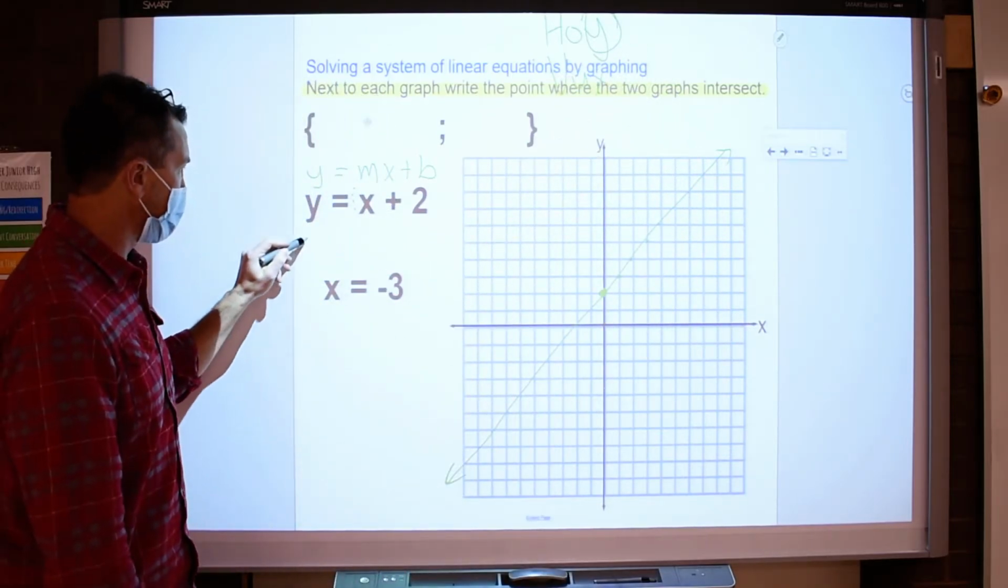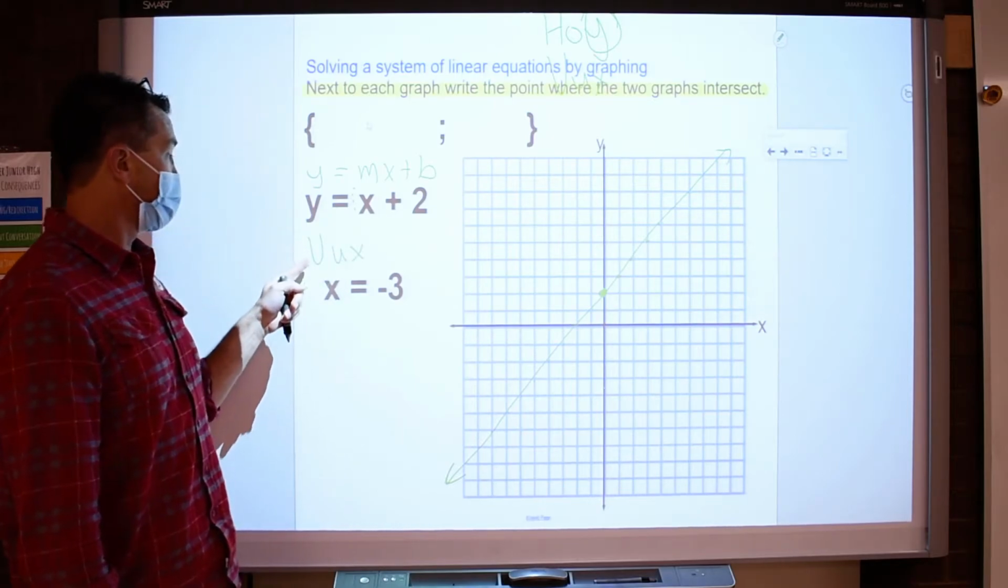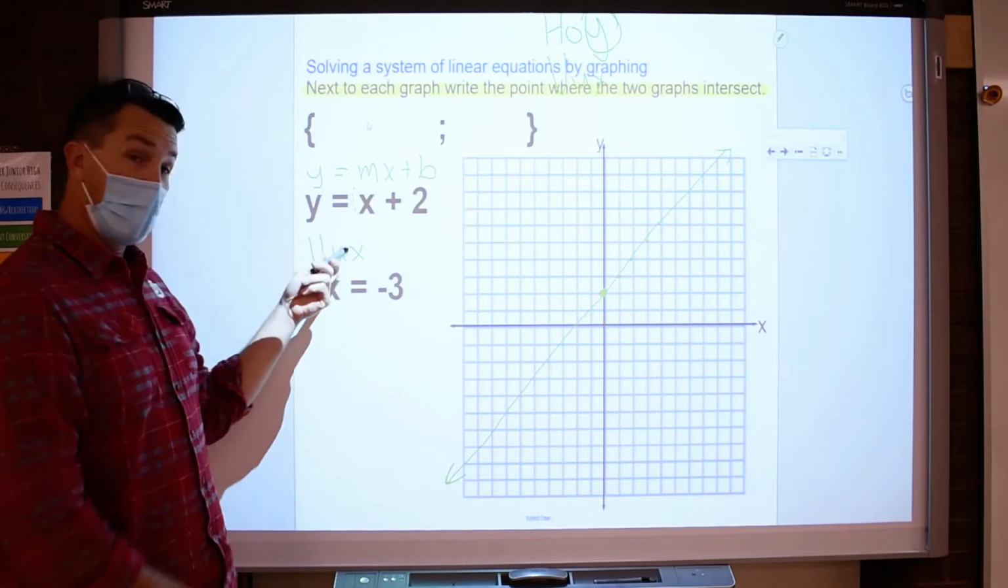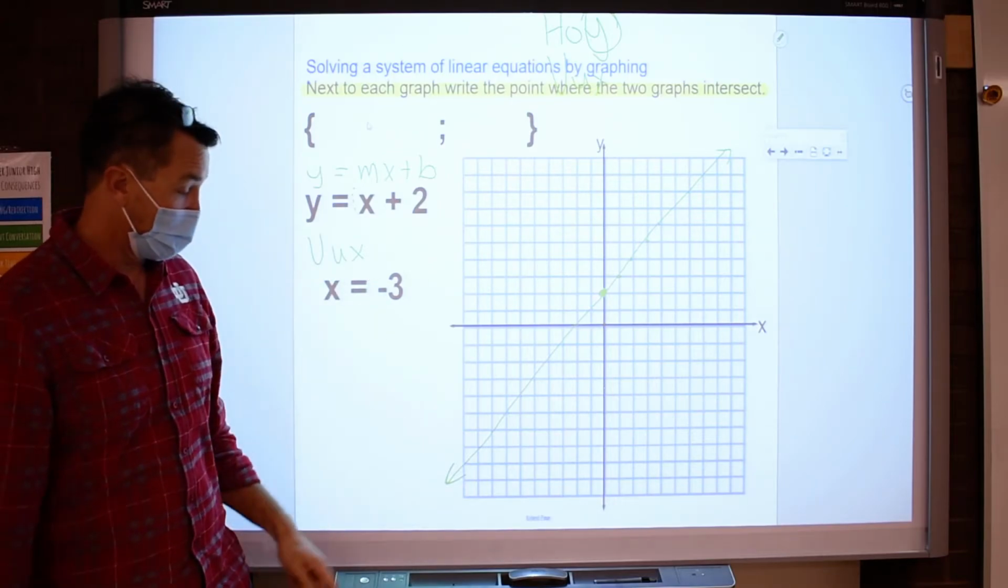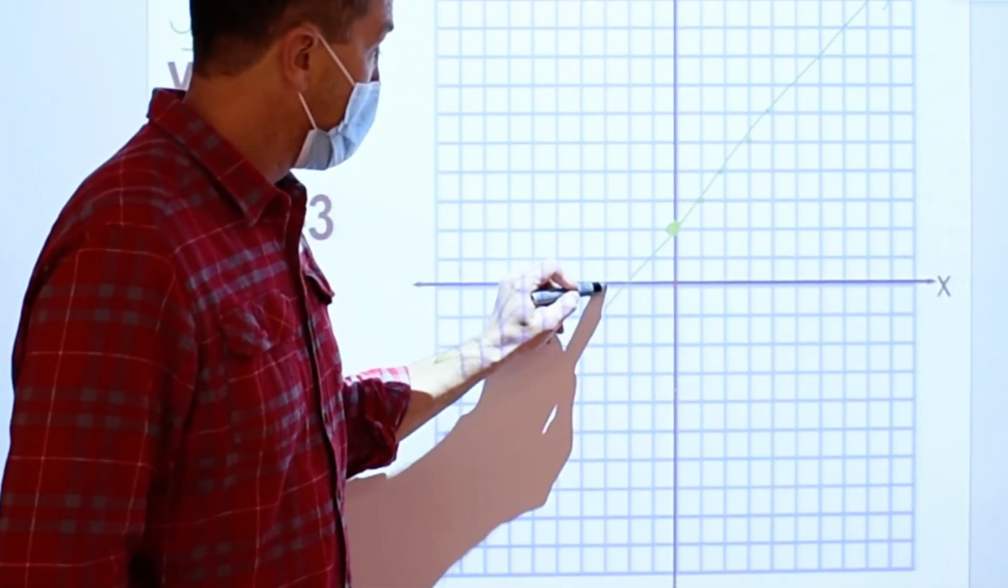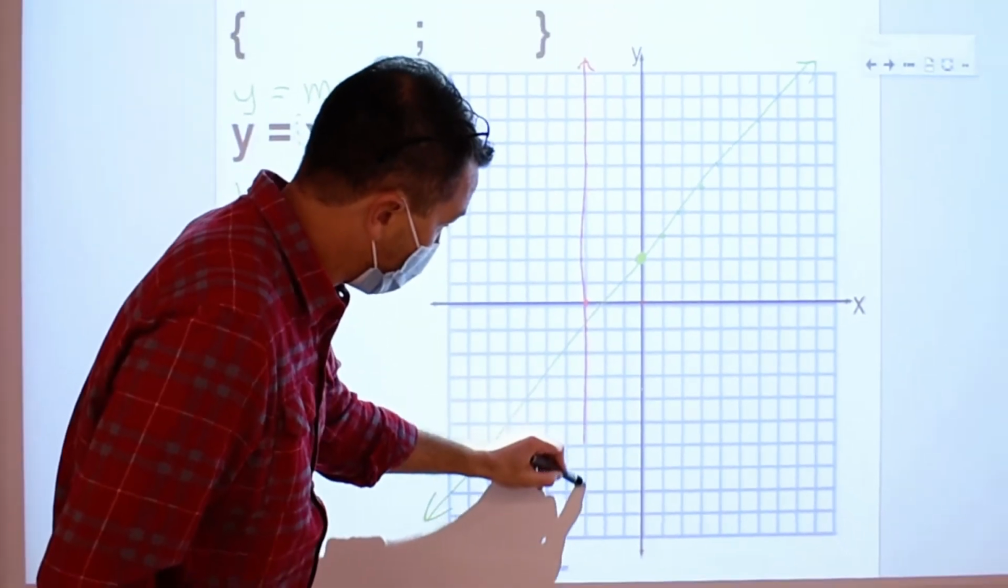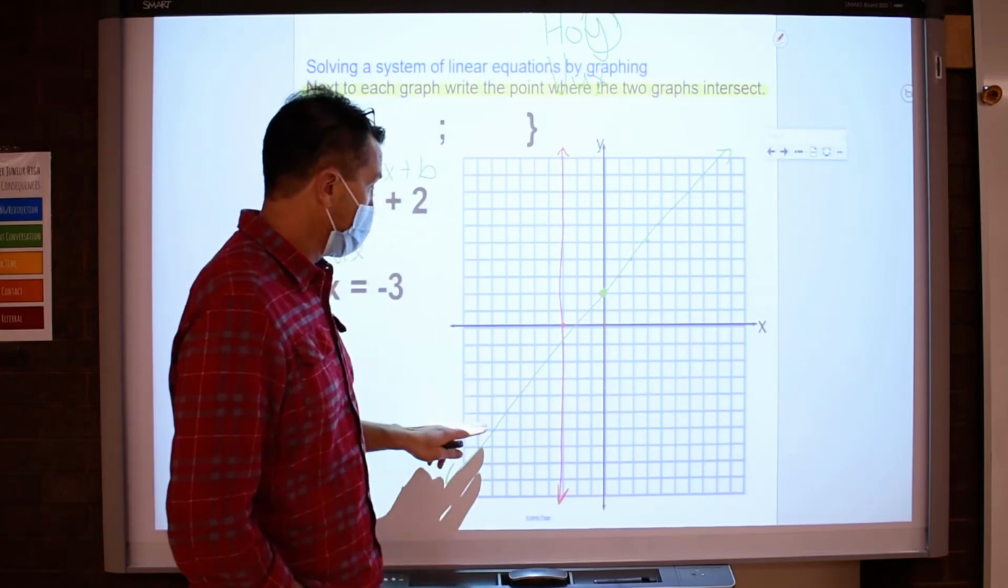So then what does vux mean? Well, vux means vertical, undefined line, meaning no slope, at x equals. And what does x equal? At x equals -3, so at -3, I'm going to do a vertical, undefined, or no slope line. And there is my line.